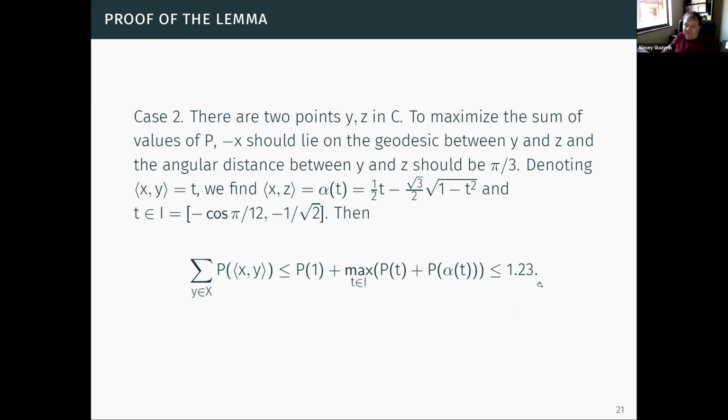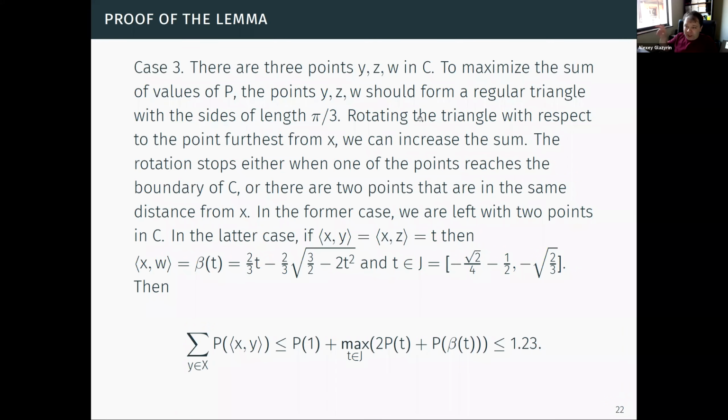And case number 3 is a little more complicated. Instead of 2 lines, it's essentially a paragraph for the proof. So we have 3 points. Carefully moving the points, we can reach the situation when the angular distances between these 3 points are exactly pi/3. Then we're going to have this triangle. We're going to rotate it with respect to the point that is furthest from x. And we can do that increasing the sum. It's fairly easy to show.